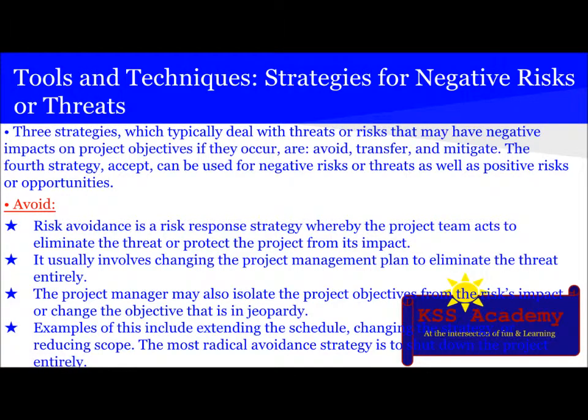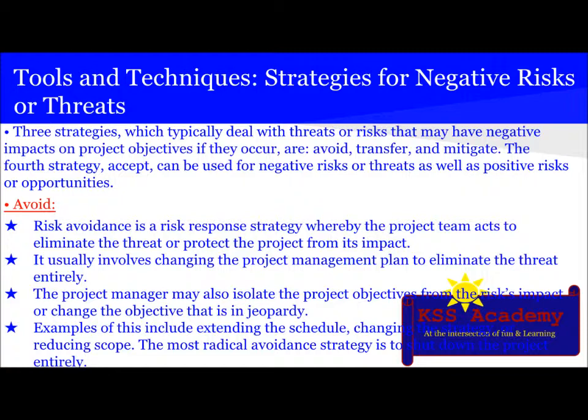Let's learn about tools and techniques. So the first tool and technique is strategies for negative risks or threats. Three strategies which typically deal with threats or risks that may have a negative impact on project objectives if they occur are avoid, transfer, or mitigate. The fourth strategy is accept, which can be used for negative risks or threats as well as positive risks or opportunities.